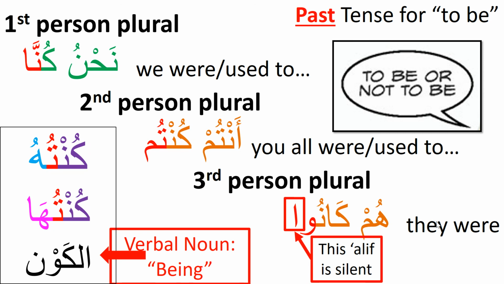And then the verbal noun, the idea, the abstract concept of the verb, of the action. Al-kaun, that is being. Al-kaun jayid, being is good.